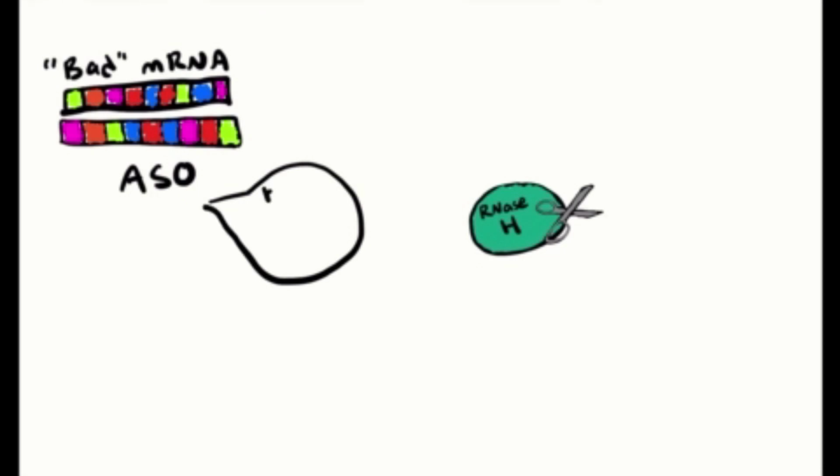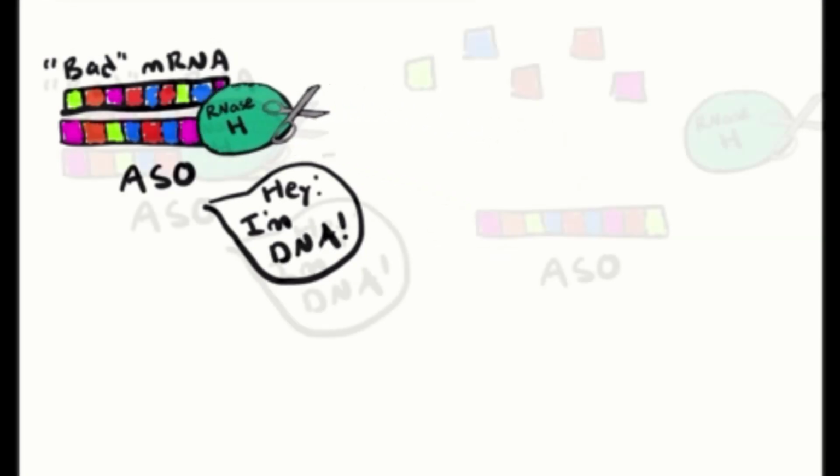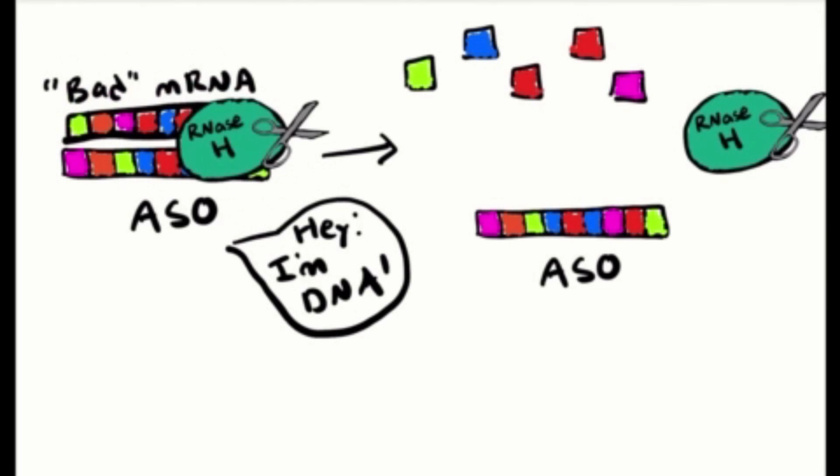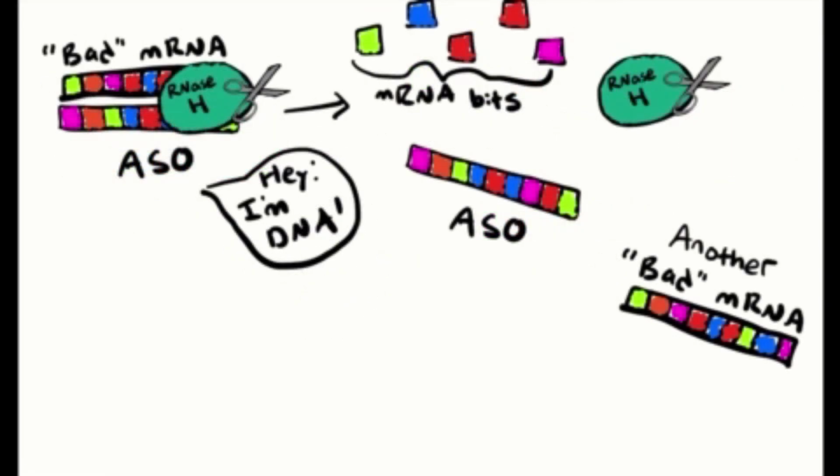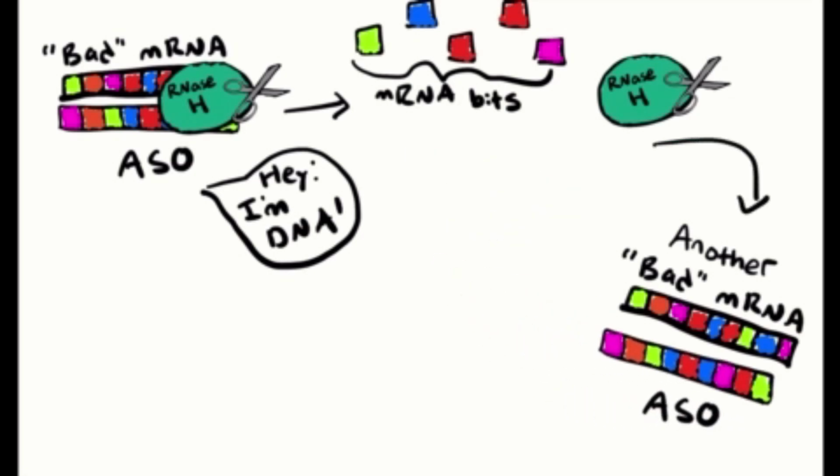By designing an ASO to look like a single strand of DNA, we can activate a protein called RNase H. RNase H recognizes when DNA is bound to RNA and destroys the bound mRNA. RNase H does not destroy the ASO, so it can actually go off and bind to another bad mRNA. This prevents bad proteins that cause disease from being made.